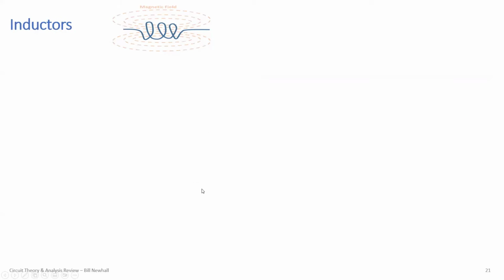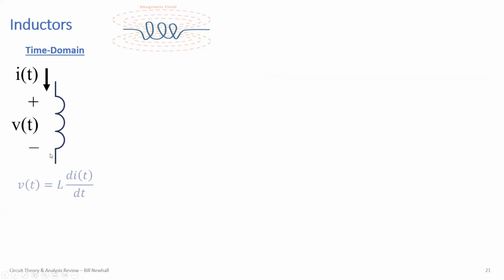All right. So let's review inductors. Inductors, you have a coil of wire. The coil of wire creates a magnetic field. If you try to change the current through that coil of wire, you get a time-varying magnetic field because of the time-varying current. A time-varying magnetic field through a coil of wire induces a voltage. Okay, that's Faraday's law. So here's the schematic symbol with voltage and current in the time domain shown.